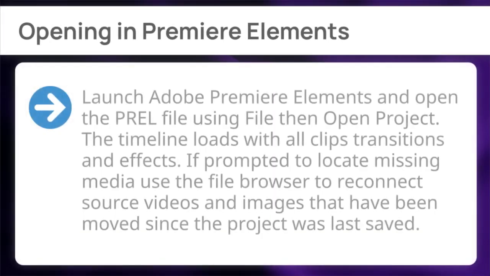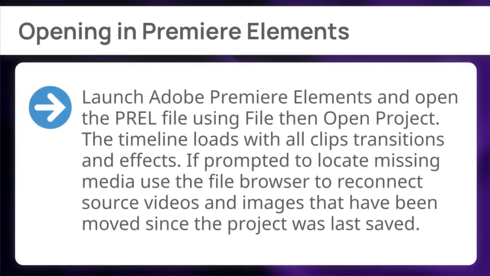First, opening in Premiere Elements. Launch Adobe Premiere Elements and open the PREL file using File, then Open Project. The timeline loads with all clips, transitions, and effects. If prompted to locate missing media, use the file browser to reconnect source videos and images that have been moved since the project was last saved.